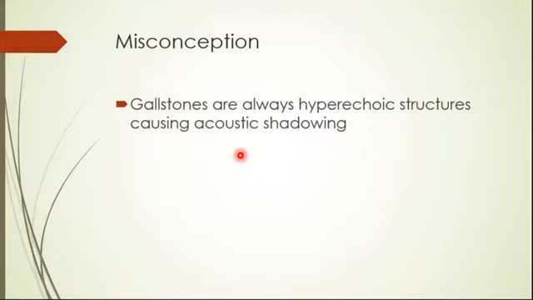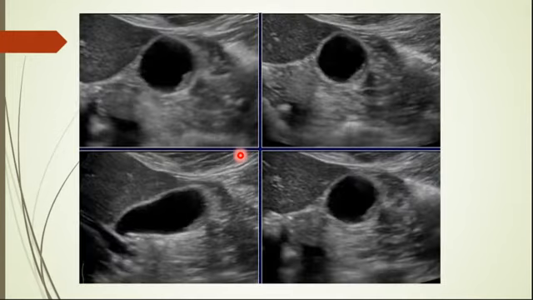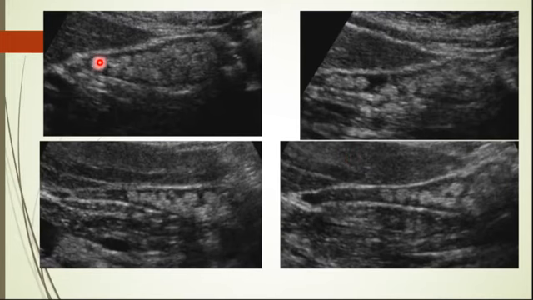Okay. Another misconception is that gallstones are always hyperechoic structures causing acoustic shadowing. This is incorrect. The fact is that the size and the composition of the gallstones determine their ultrasound characteristics. For example, you can see here there is sludge or maybe small stones. They are hyperechoic but with no shadow at all. Okay, another example, much more obvious: the gallbladder is filled with stones, completely filled with stones, but there is zero acoustic shadowing. So it's not always the case that there must be acoustic shadowing.